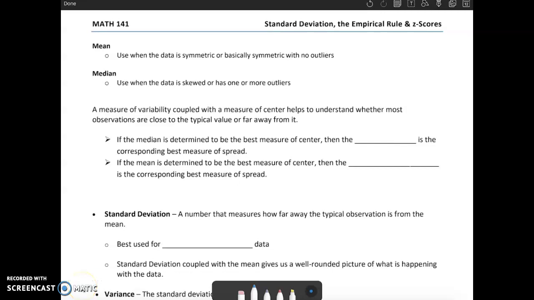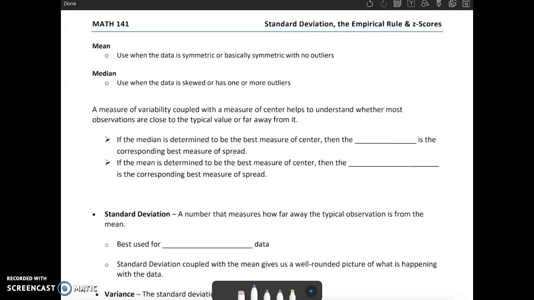In this section, we're going to be talking about standard deviation, the empirical rule, and z-scores. As a reminder, we use the mean as the measure of central tendency when your data is symmetric or basically symmetric with no outliers. We use the median if your data is skewed or if it has one or more outliers. A measure of variability should be coupled with a measure of center to help us understand whether most of the observations are close to the typical value or far away from it.